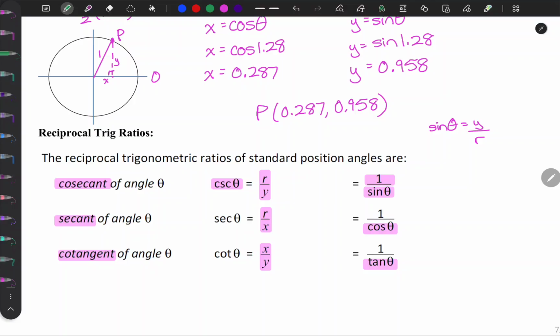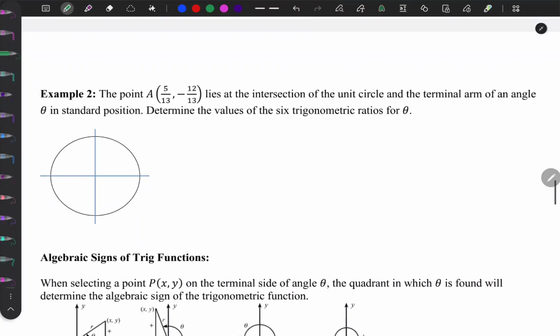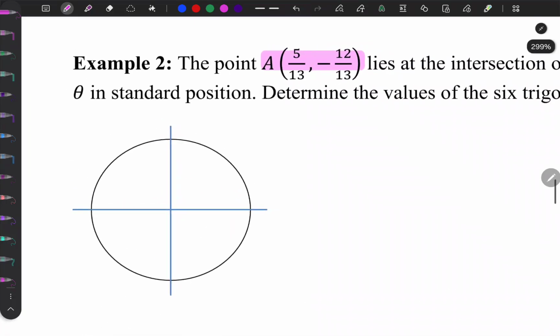Let's take a look at an example where we have to find some trig ratios. So in this example, example 2, we are given a point. The point A is 5 over 13, comma, negative 12 over 13. It lies at the intersection of the unit circle and the terminal arm of an angle theta in standard position. So let's figure out approximately where A would be. We have a positive x value and a negative y value, and let's zoom in a little bit to draw this.